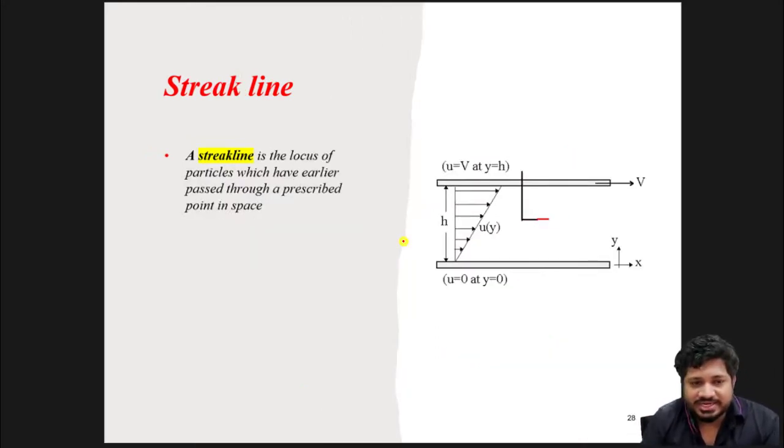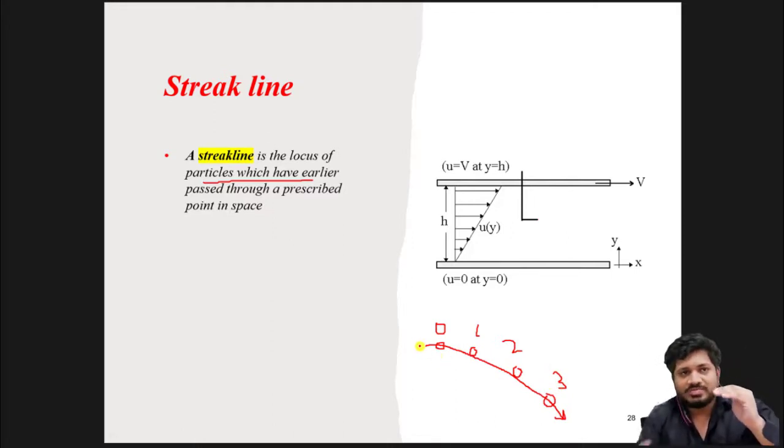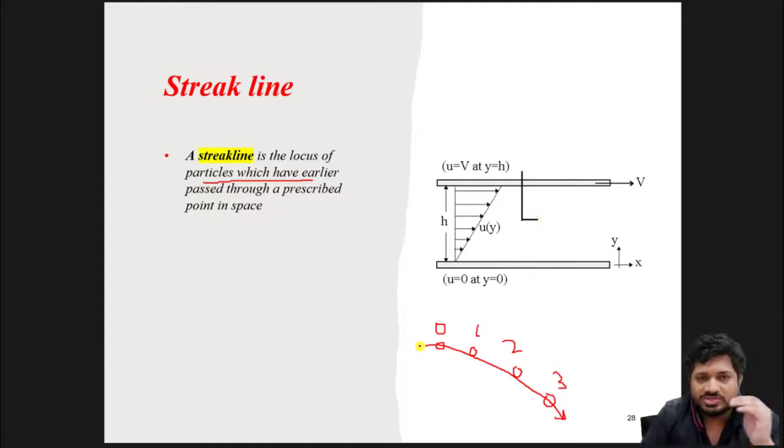Now, what is a streakline? A streakline is the locus of the particles which have earlier passed through a prescribed point. So my particle basically is here. Then after some time it was here, then after some time it was here, and then after some time it was here. So it is a locus of the line where the particle had moved earlier on. Time 0 here, 1 here, time 2 here, time 3 here. So I'm going to plot with respect to where the earlier position of the particle was, and then draw a locus of particles or a line through those points.